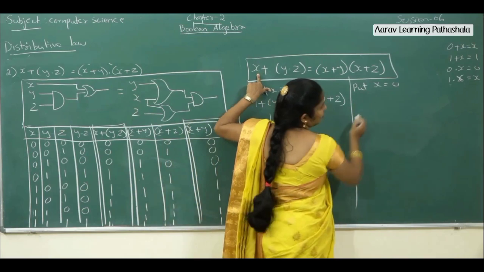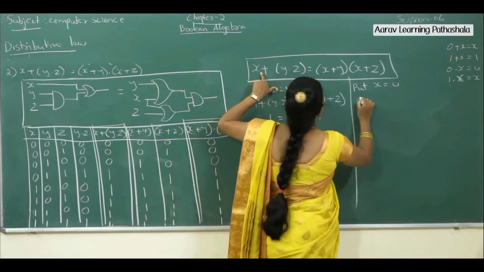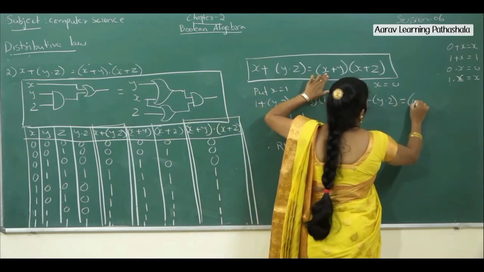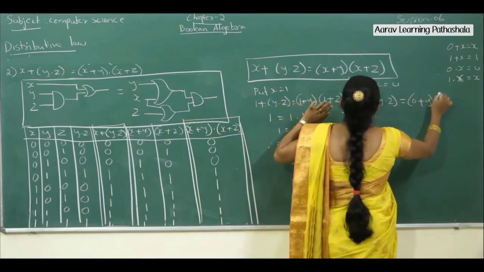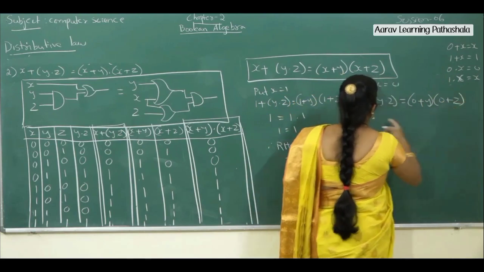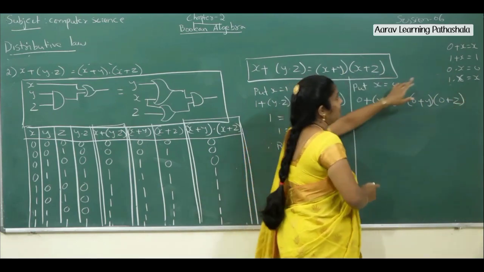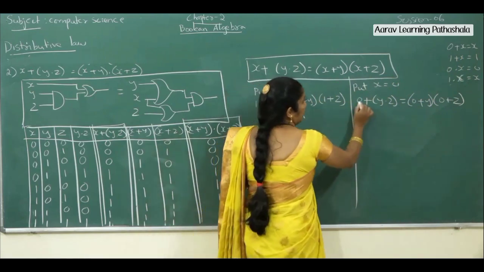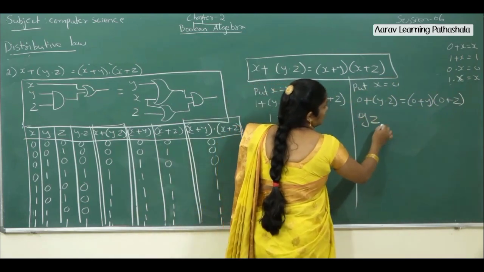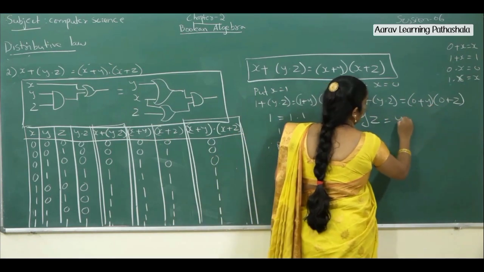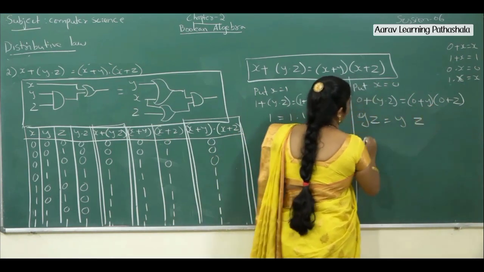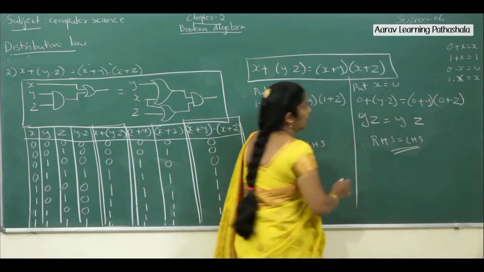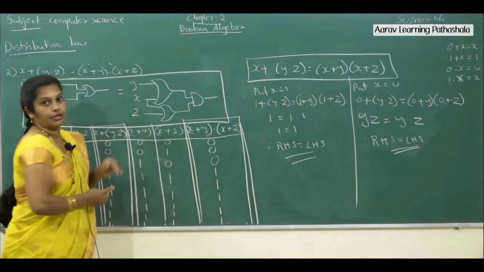Now, on the place of X, substitute 0. Then 0 plus Y into Z equals 0 plus Y into 0 plus Z. Now 0 plus any variable is nothing but that variable only. Therefore, this equals Y into Z, and on the right side, 0 plus any variable gives Y and Z. Therefore, right hand side value equals left hand side value. This is your distributive law.